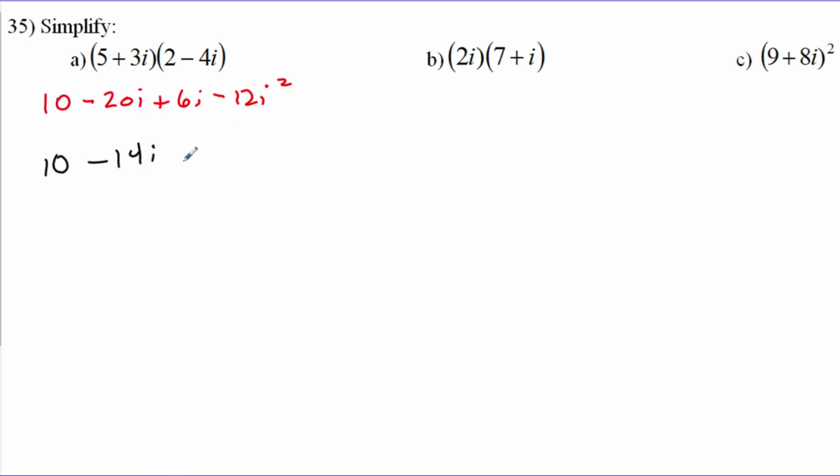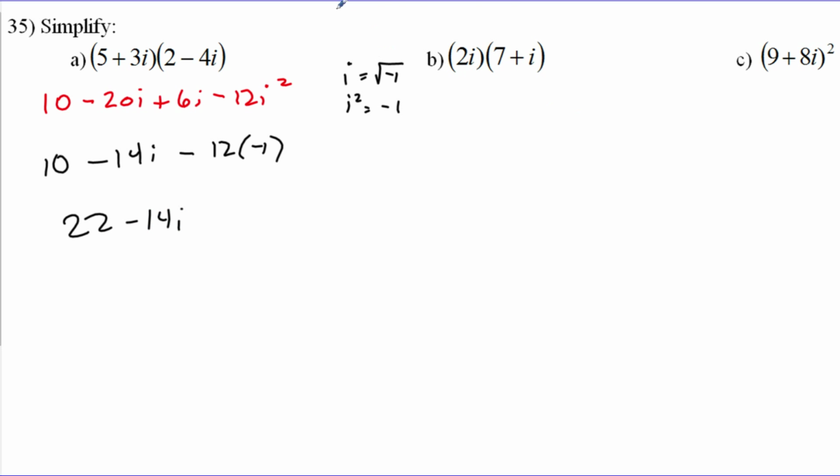And this is negative 12, and I'm not going to write i squared, because i squared really means something. It means negative 1, because remember, i is equal to the square root of negative 1. So that means that i squared is equal to just regular old negative 1 if I square both sides. So I can simplify this a little bit more. This really says plus 12, right? Negative 12 times negative 1 is positive 12. So this says 10 plus 12, or 22, minus 14i.